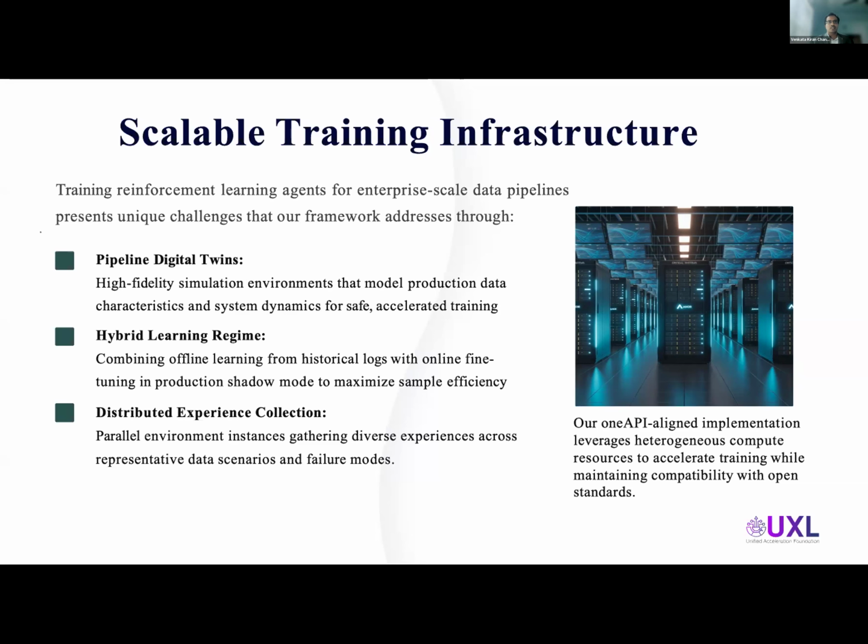When it comes to hybrid learning, agents first train offline on historical logs. Once stable, they fine-tune online in shadow mode, where they make decisions but don't yet control the live pipelines. This minimizes the risk. Multiple simulated environments run in parallel, gathering diverse experiences from rare schema drift events to high-throughput spikes. Combined, this approach accelerates convergence while protecting production stability. And thanks to oneAPI acceleration, we run this training efficiently across CPUs, GPUs, and other accelerators.